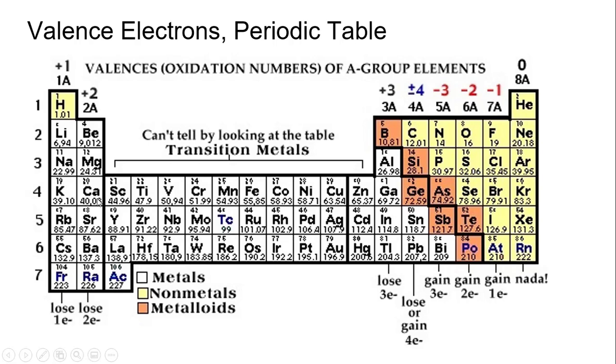Same thing for group 2. Anything here will lose 2 electrons, and it'll take, so magnesium will lose 2 electrons because it's a group 2, and it will take the neon configuration as well. So all of these strive for this. Group 3 will do the same.